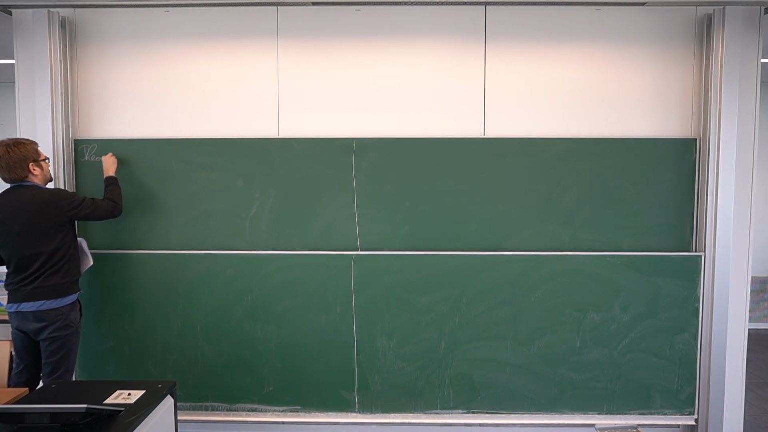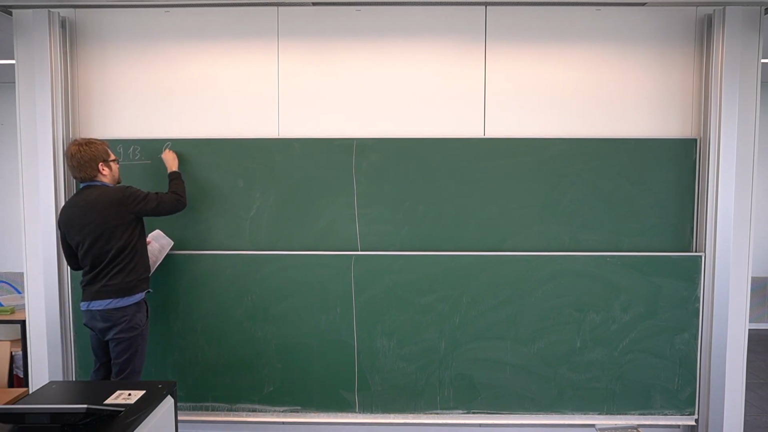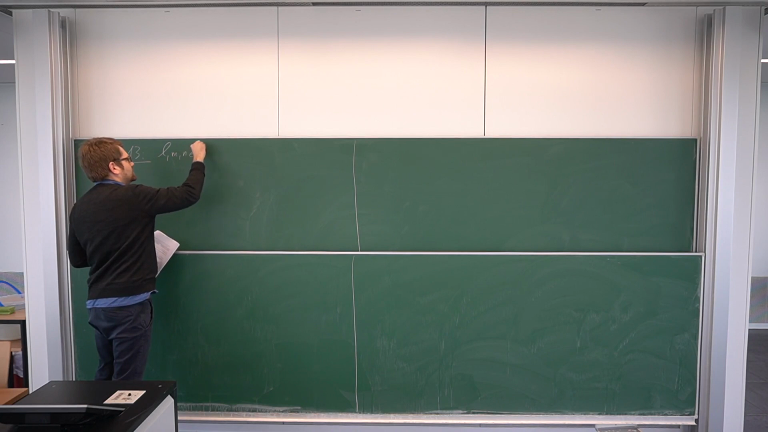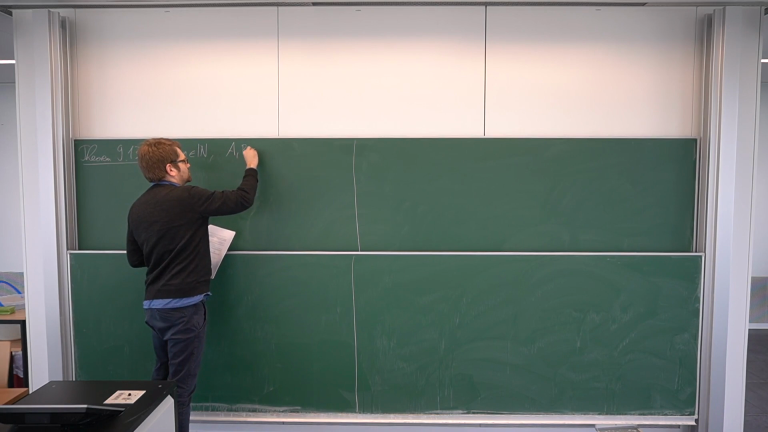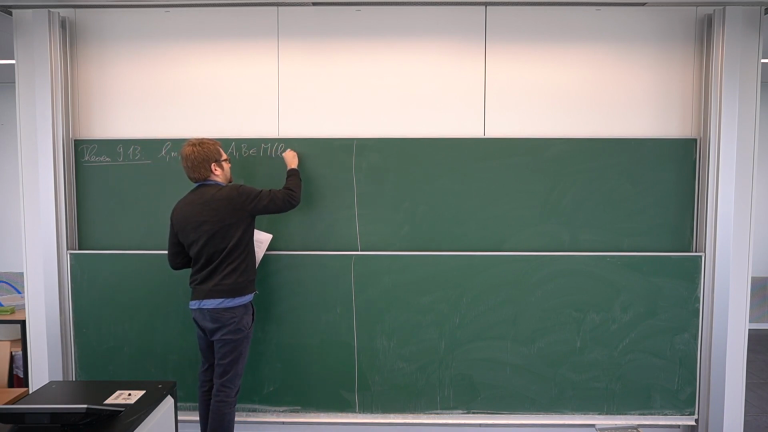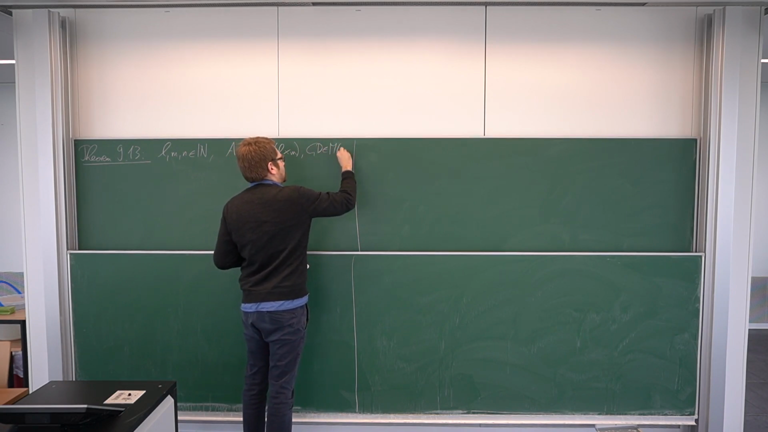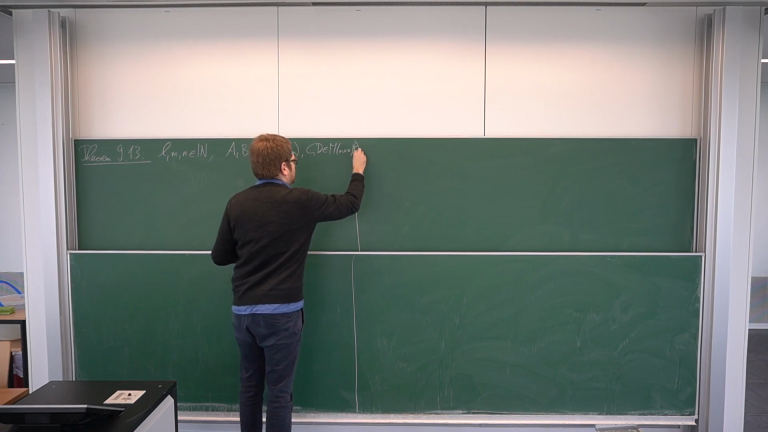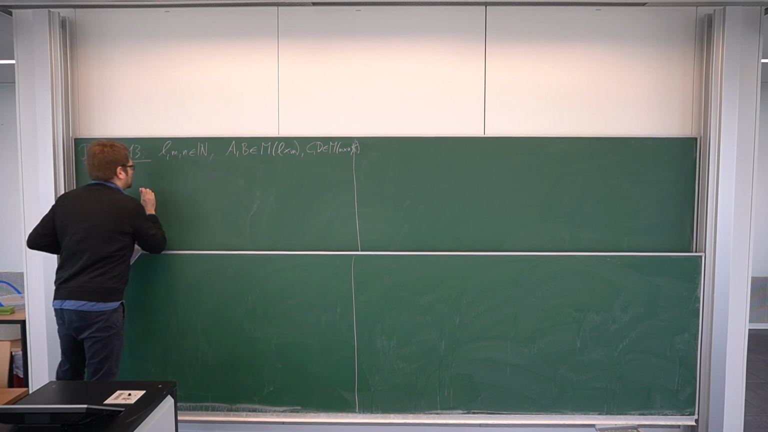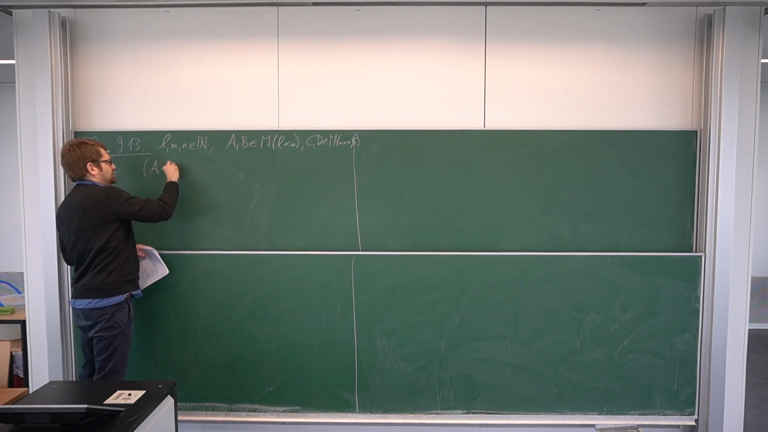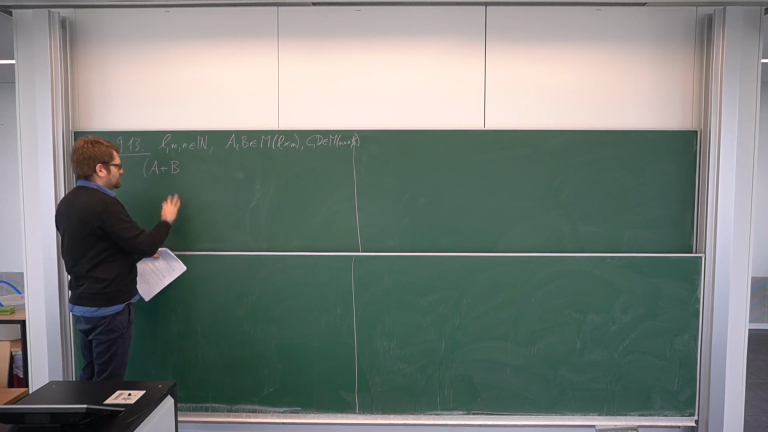Namely, Theorem 9.13. So assume we have numbers L, M, and N, and we have 4 different matrices. A and B are supposed to be L by M matrices, and C and D are supposed to be M by N matrices. Then the following holds. A plus B, so they are both matrices of the same sizes, so the same number of rows and columns, so I can add them.